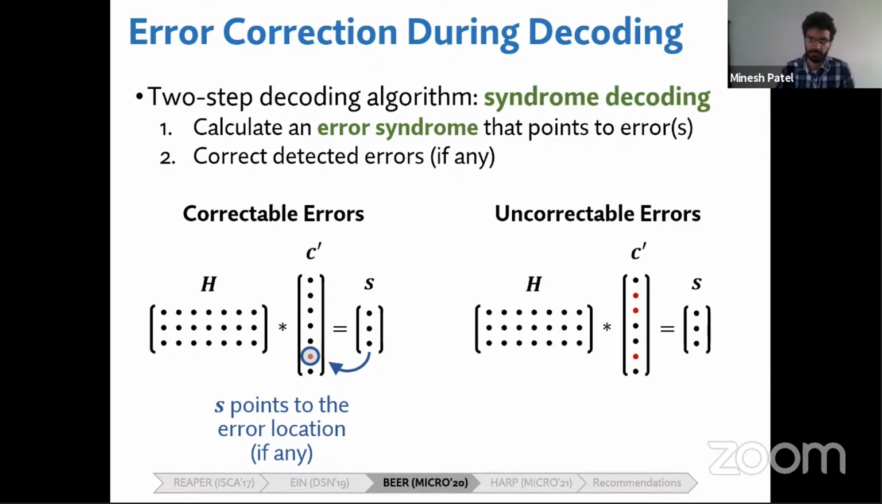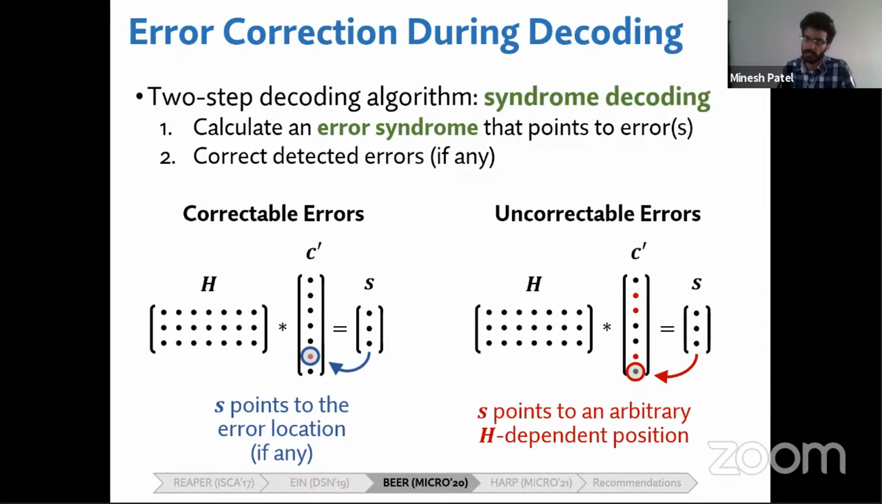For uncorrectable errors, however, the situation is different. And so here we show a multi-bit uncorrectable error pattern in 3 different bit positions within the code word prime. Now, assuming we're using a single error correcting Hamming code, the syndrome will point to an arbitrary position that depends on the particular H matrix used. And then the on-die ECC logic will simply flip the bit at that position, potentially exacerbating the number of errors, or maybe even correcting one of the errors that has already existed.